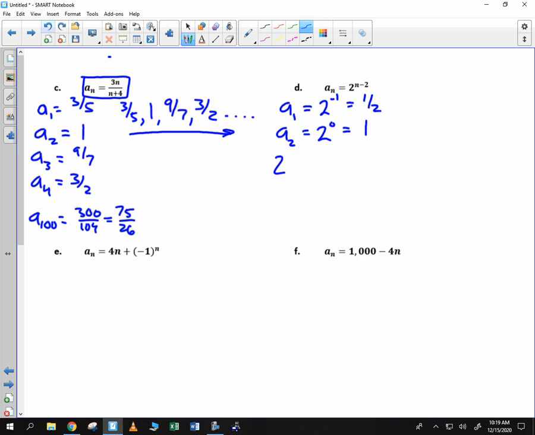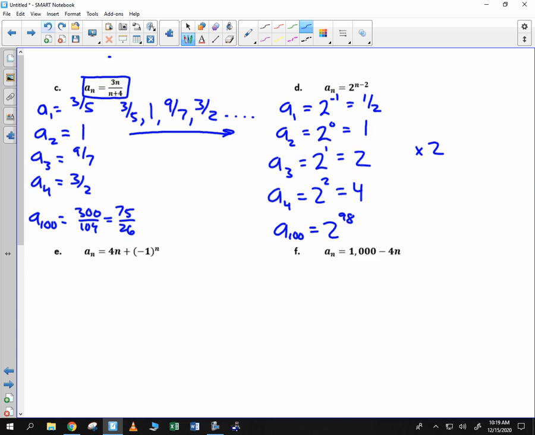And then a sub 3, that'll be 2 to the first power, which is 2. Then a sub 4 would be 2 to the second power, which is 4. What's happening each time? You go up by a half, then you go up by 1, you go up by 2. Really what's happening is each one is being doubled. And so a sub 100 would be 2 to the 98th, which is a very large number. But what's happening each time is you're multiplying by 2.